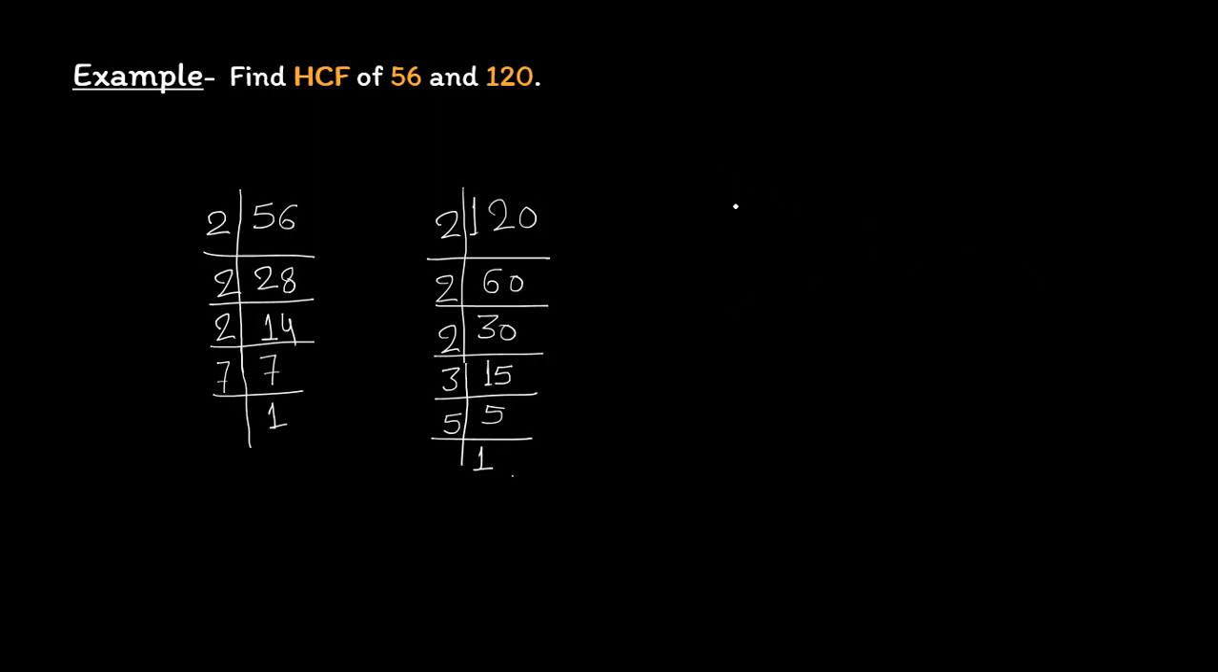Now let's note down these factors. Factors of 56 are 2 times 2 times 2 times 7. And factors of 120 are 2 times 2 times 2 times 3 times 5.